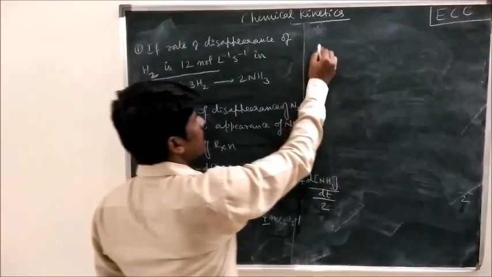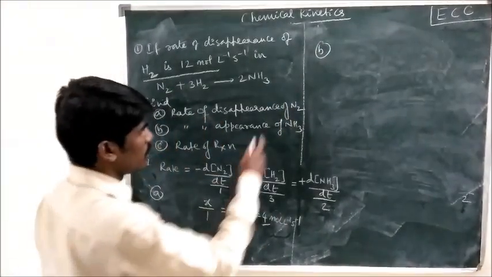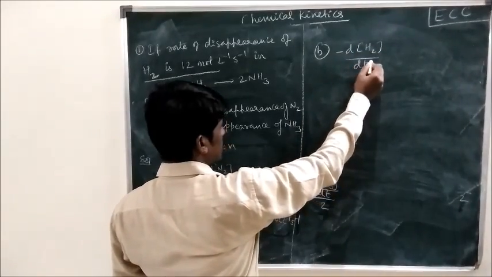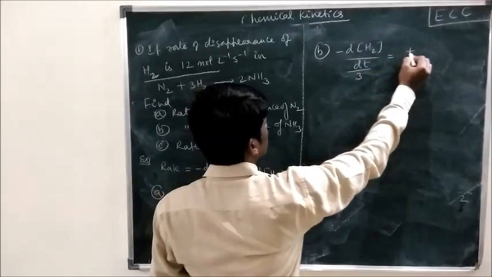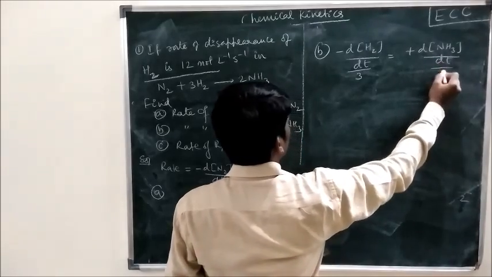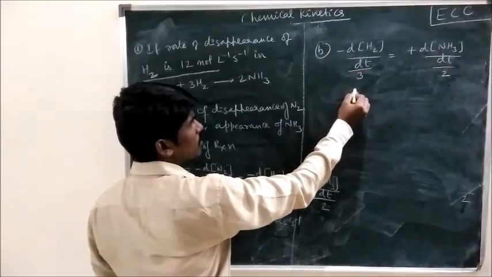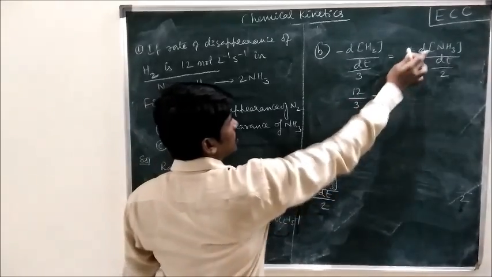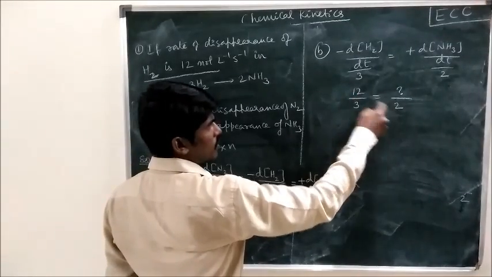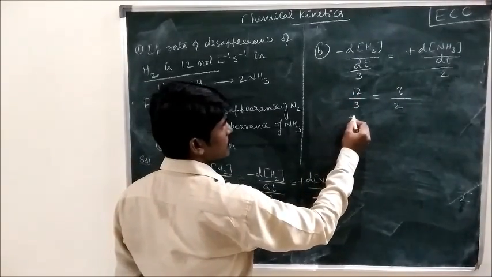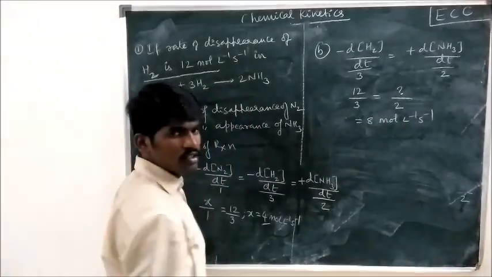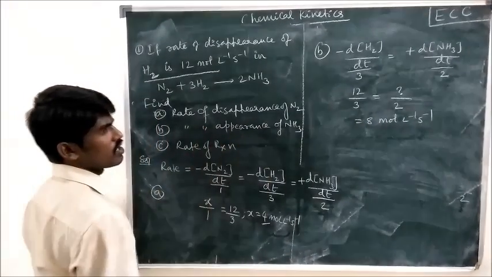Now when it comes to the rate of appearance of ammonia, how will you take it? dH2 by dt upon 3 is equal to plus dNH3 by dt upon 2. This value you know, how much? 12 upon 3. This value you don't know, put a question mark upon 2. 2 into 12, 24 upon 3, what will you get? X, that is 8 mole liter inverse second inverse. This is the value for the rate of appearance of ammonia.